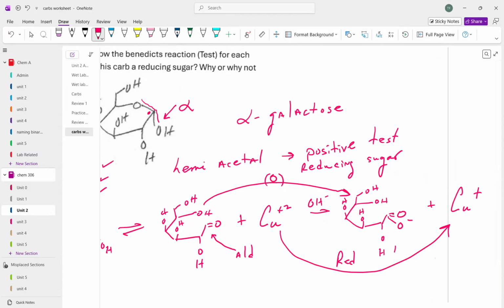So this is the acid salt, and this copper plus 1 is the orange solid that you see. This is blue. Okay, so we're going to go through that on each one of these structures. Any questions about this guy?